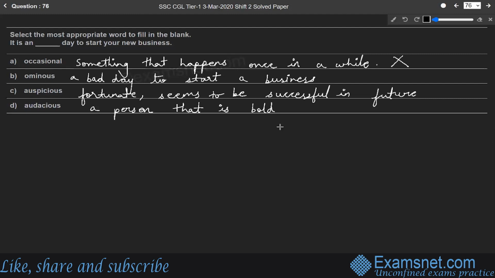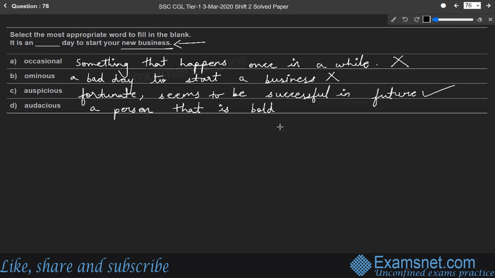Second option is ominous. Its meaning is a bad day to start a business. So it is also not suitable to start a business. Business cannot be started on a bad day. So it is also a wrong option. Third option is auspicious. It means fortunate and seems to be successful in future. It seems correct because the sentence here refers to starting of a new business. And if a new business is started, then we hope that it will be successful in future. So third option will be correct for this question.